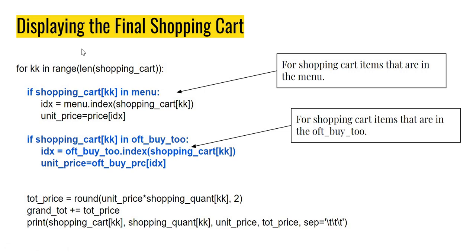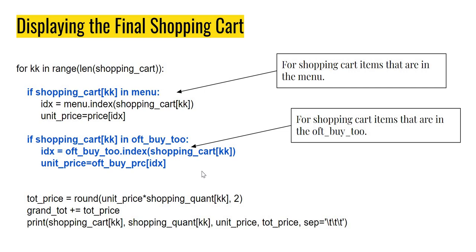Now, finally, to display the final shopping cart, we again look through every item of the shopping cart. There are two possibilities. Either it comes from the original menu, in which case we stick with the original code, which means we look at the index in the menu list and find the price from the price list. Or it's also possible that this particular item now comes from the off by 2 list. In this case, we look at the index from the off by 2 list, and also the unit price from the off by price list, because again, all these lists are perfectly in sync. And beyond that, everything is going to work as it was working.